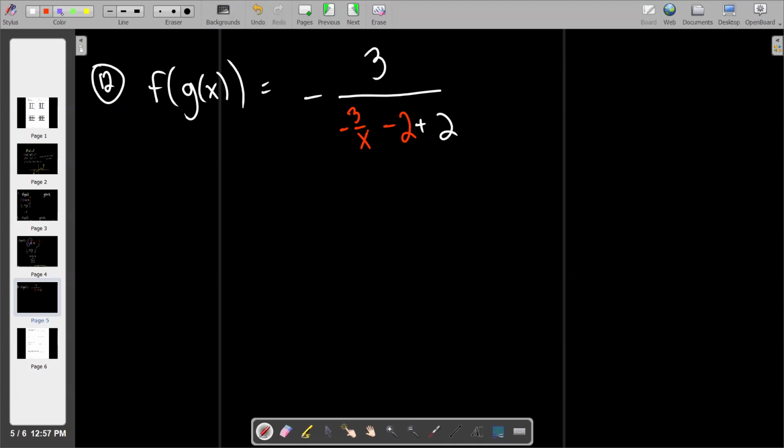I think you're probably good, but let's finish it off. These twos are going to cancel each other out. And then we're left with a simple copy-dot-flip problem, which would be -3 over 1 times -x over 3.